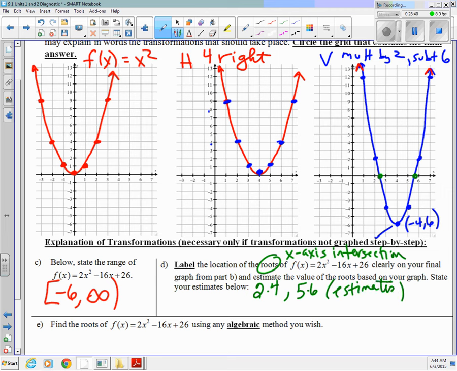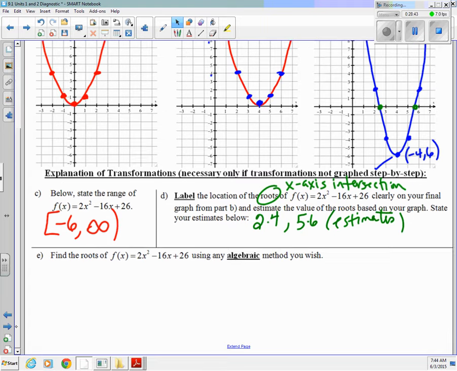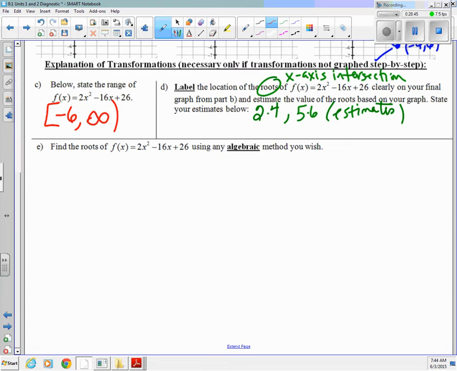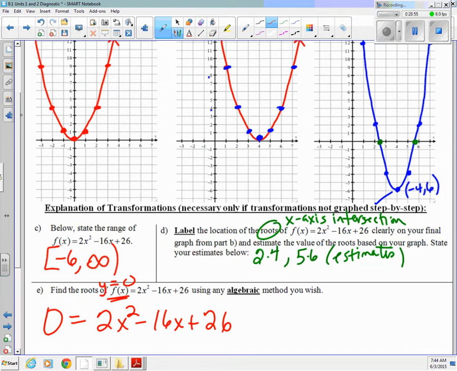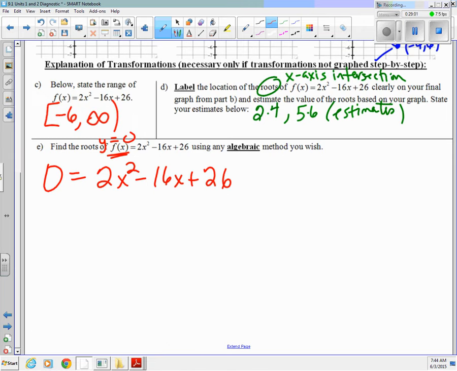And then the next question says, I would like to find the roots using any algebraic method I wish. So the roots are when I'm setting the equation equal to 0. Basically, what I'm saying is the y is equal to 0. It's the same thing. I want to get the values of those points. And here I'm going to use the quadratic formula, because we haven't used it in a while.